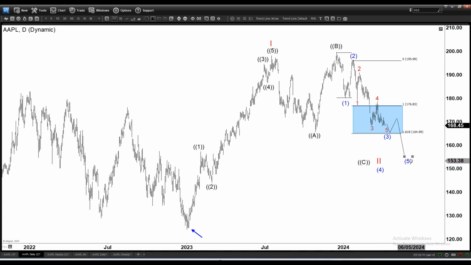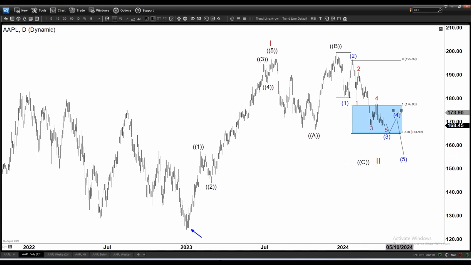right? Before finishing C of 2. And if you ask me what's the chance of this happening, it's almost 50-50, to be honest. This structure is also looking very nice, right? Now I don't have any doubt it is bullish against this low, which is this January, February 2023 low.